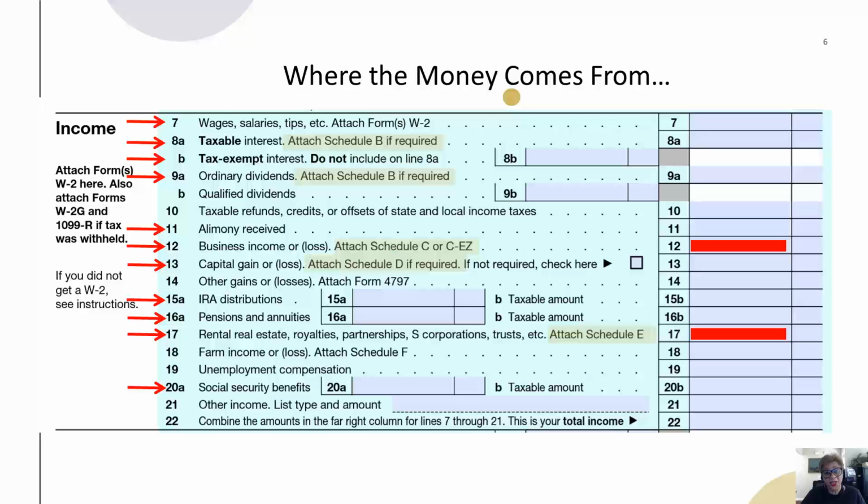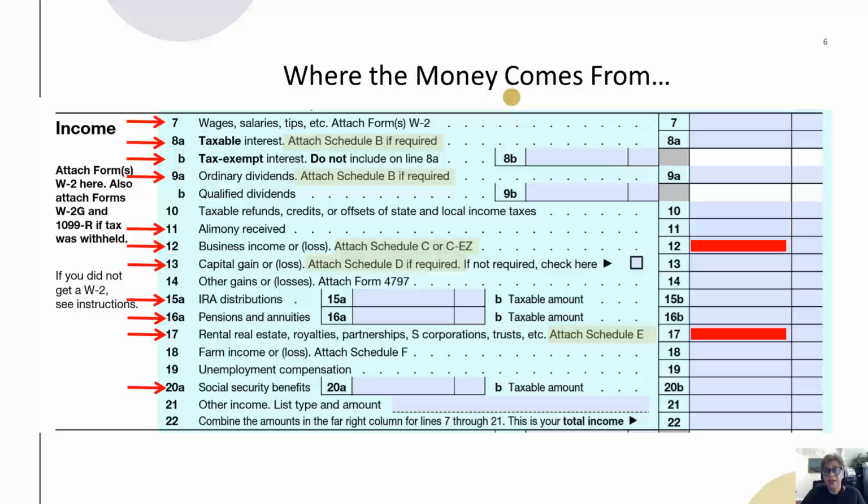And the same thing goes when we get down to number 17 there, which talks about S corps and partnerships. In terms of capital gain and losses, we mentioned that on Schedule D. That's for the sale of any kind of asset that might have occurred during the year.